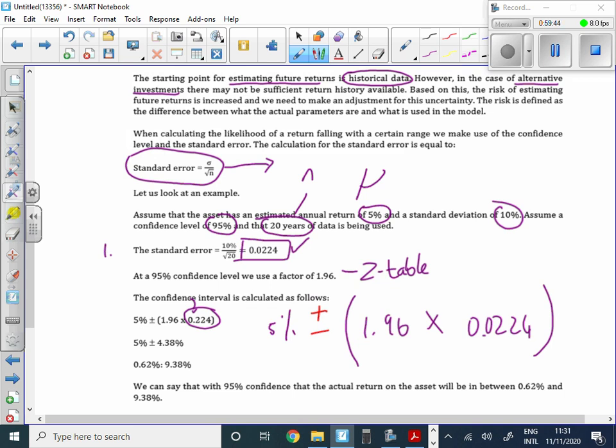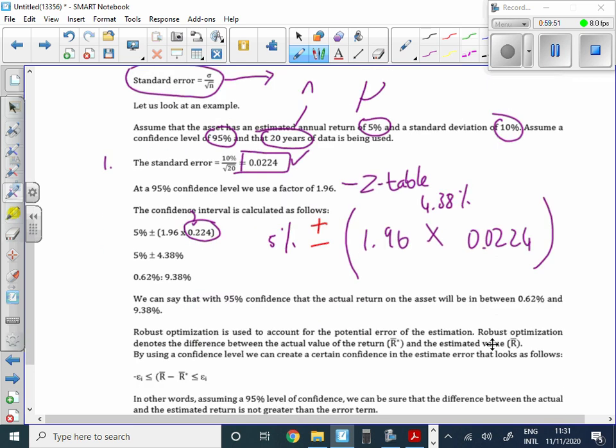What does the bracket answer give me? It gives me 4.38%. What's my answer now, guys? My answer is 5% plus 4.38 and 5% minus 4.38, which then tells me that my range is going to be between 0.62% and 9.38%. And how do we conclude?